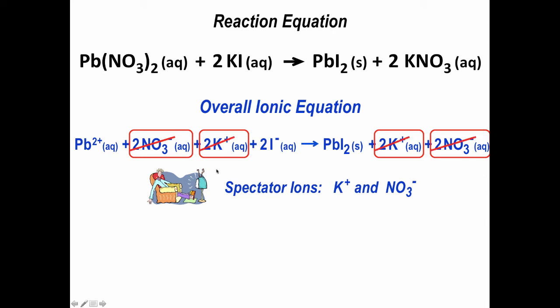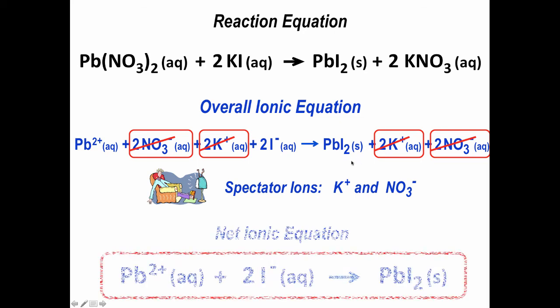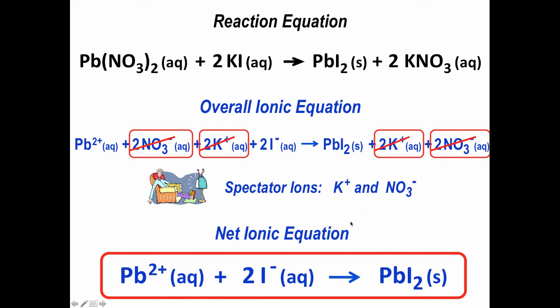And then we notice what happens is the heart of the reaction is that lead-2 plus ions combine with iodide ions, I minus, to make lead-2 iodide, PbI2 solid, and this is what we call the net ionic equation. And the net ionic equation is essentially the boiled down version of what actually happens.